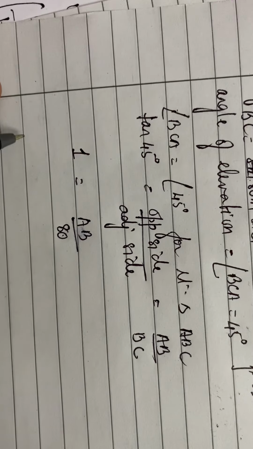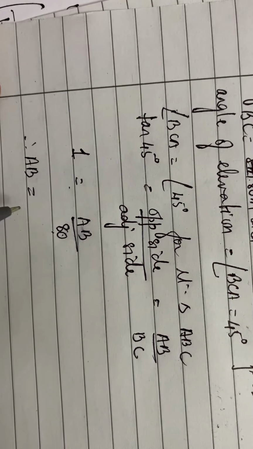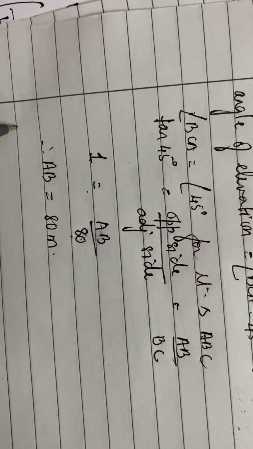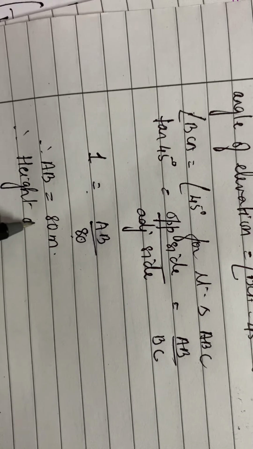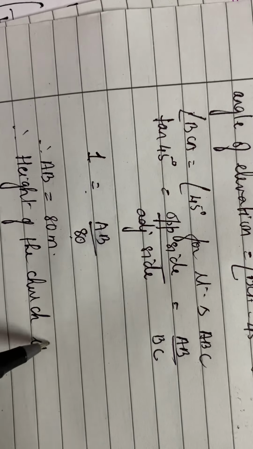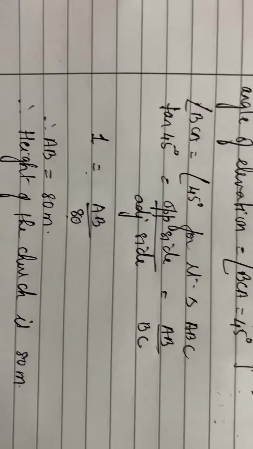So therefore, what will be AB? AB is 80 into 1, 80 meters. And what is AB? The height of the church. The height of the church is 80 meters. The answer has to be written in a complete statement.